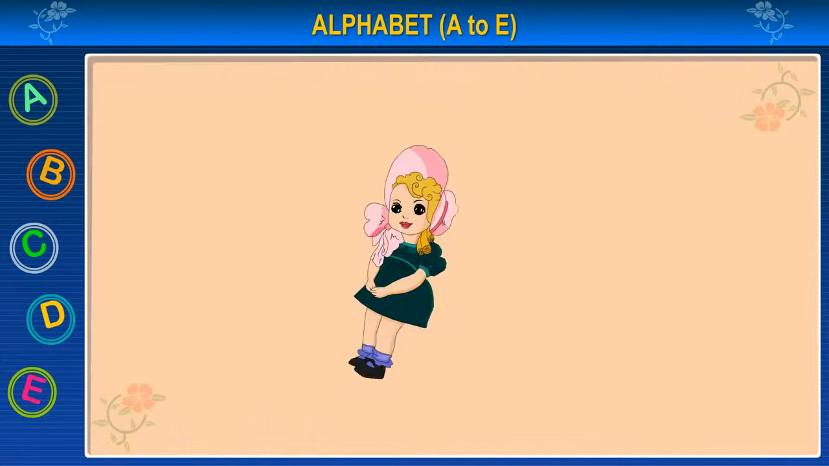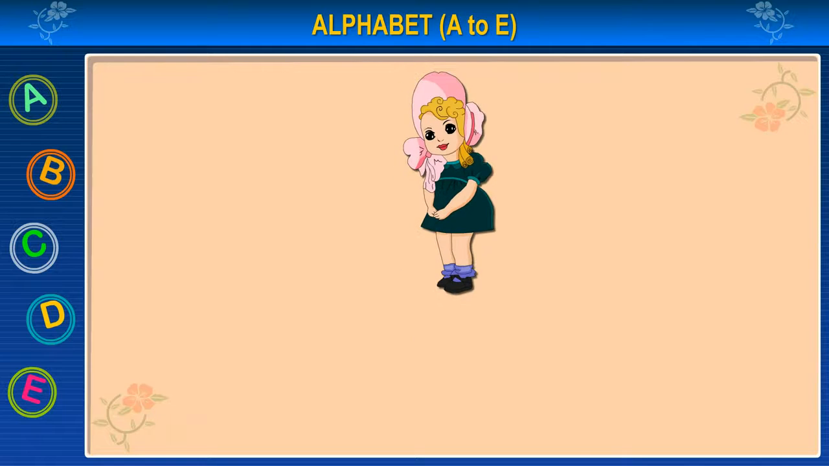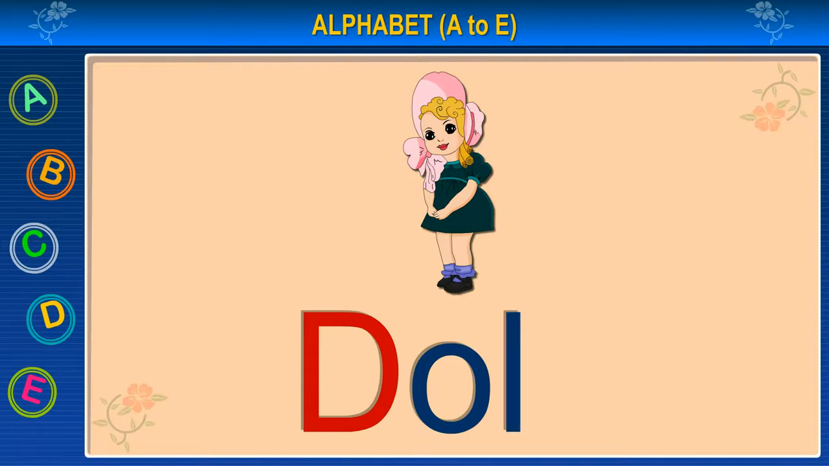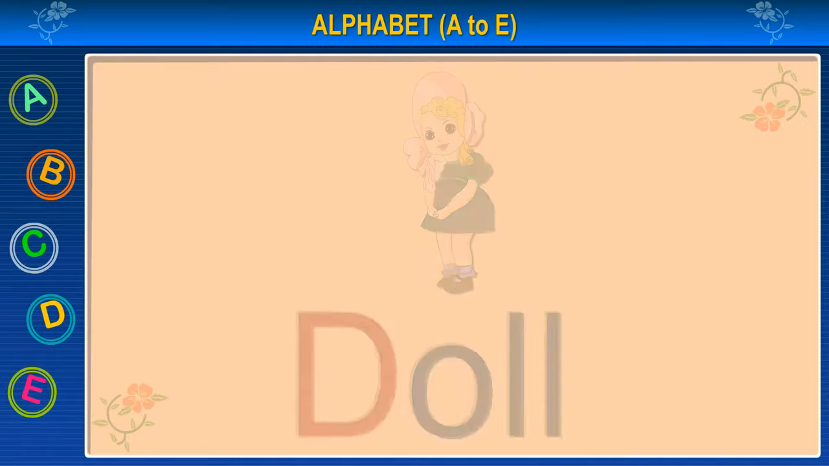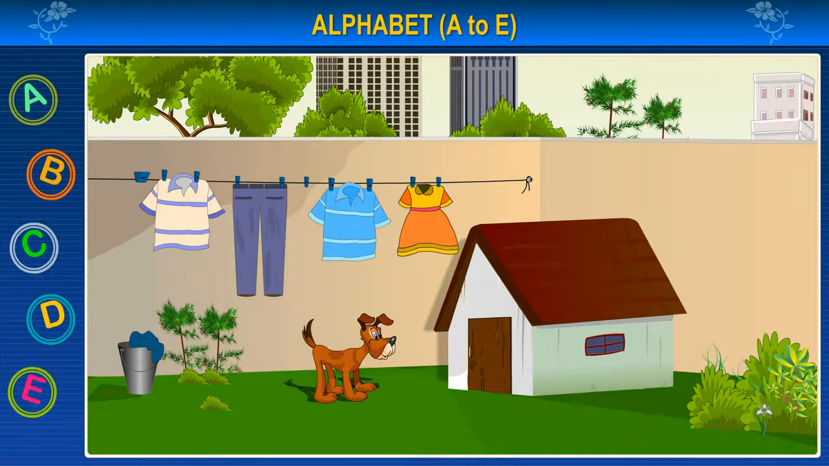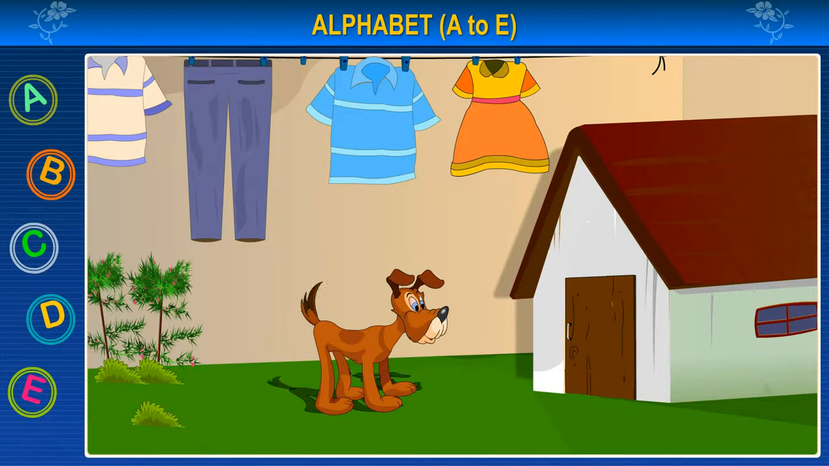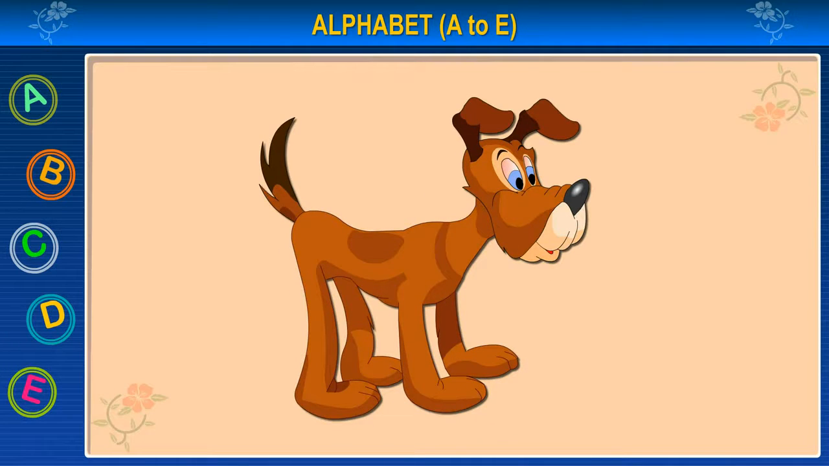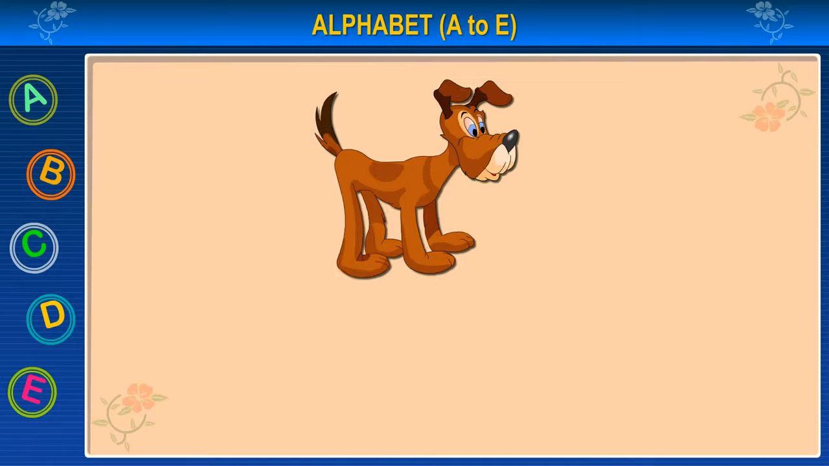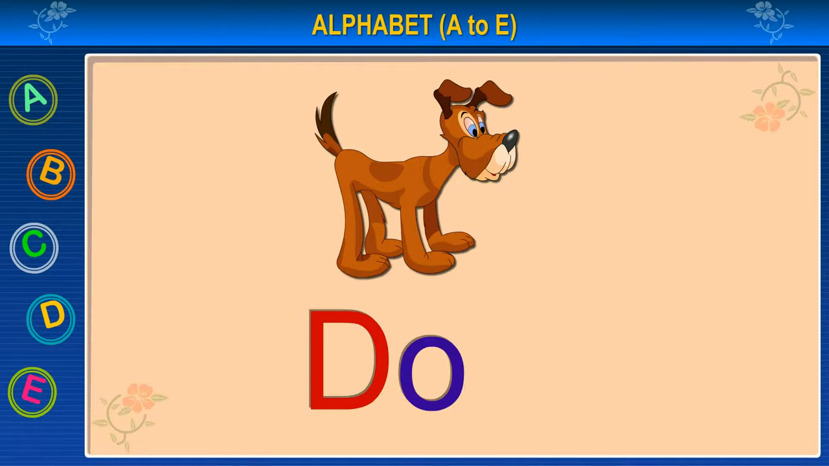D for doll. D, O, L, L, doll. D for dog. D, O, G, dog.